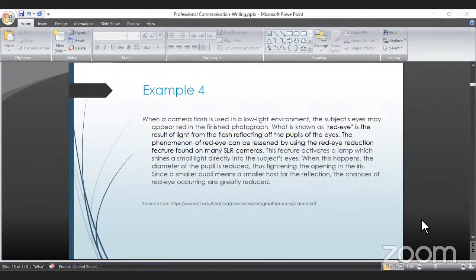What are we dealing with? We are talking about reduction of the red eye, right? The red eye reduction feature is what we are talking about. And every other supporting sentence that you see here is connected to that, which means your topic sentence is the one that you see somewhere through the middle of the paragraph, right? The phenomena of red eye can be lessened by using the red eye reduction feature found on many SLR cameras. So this is your topic sentence. The topic is encoded in that sentence. Hence, that becomes the topic sentence. You see that?